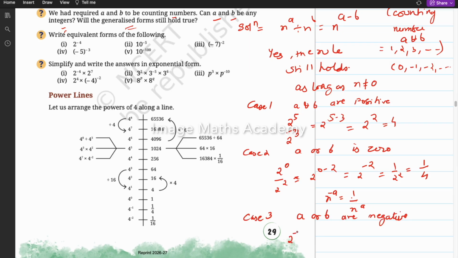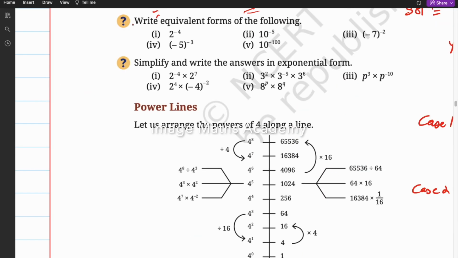Case 3: a or b are negative. So here 2 to the power minus 2 upon, suppose, 2 to the power minus 3. So that is 2 to the power minus 2 plus 3, which is equal to 2 to the power 1, which is equal to 2.